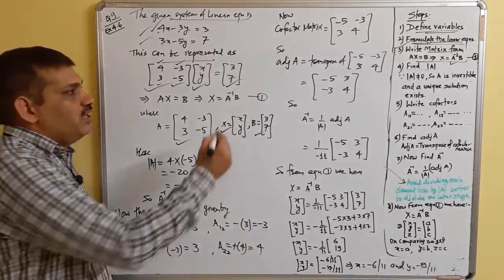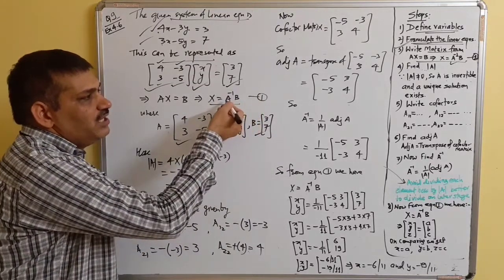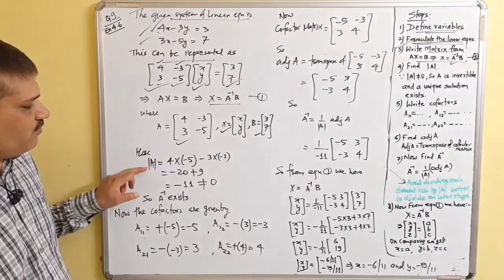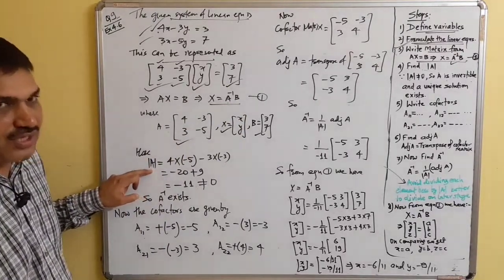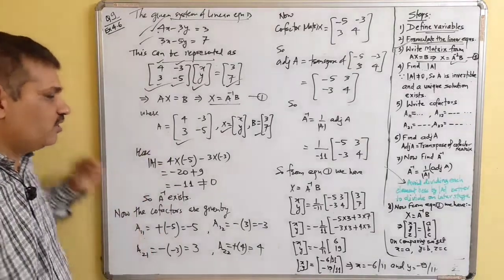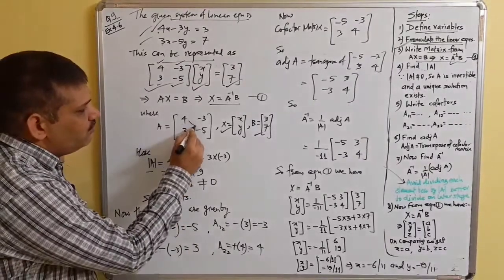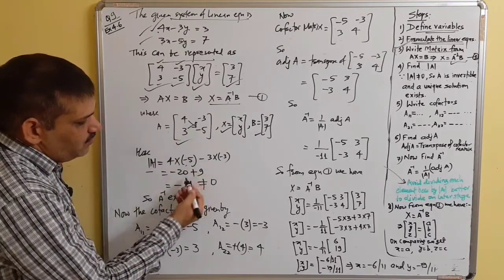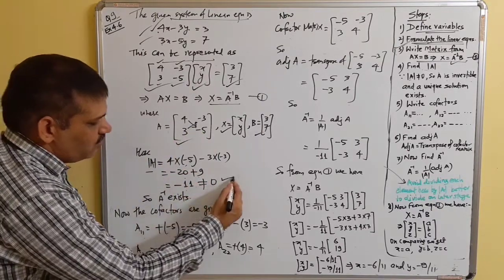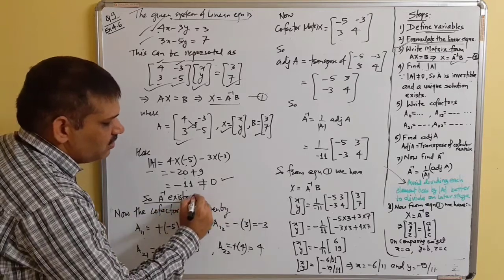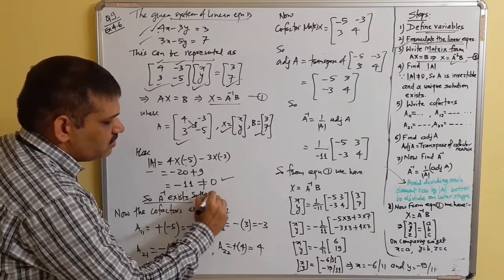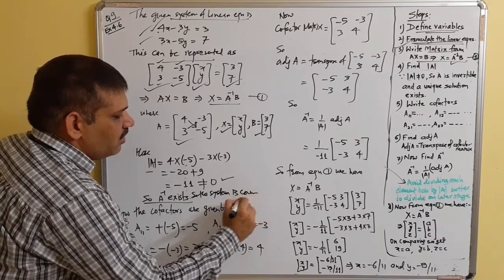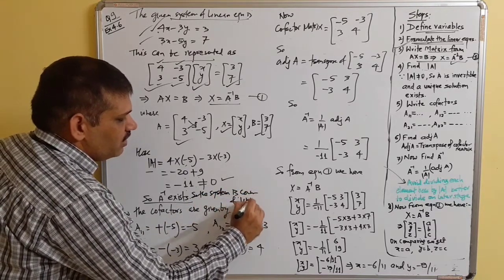Now X is equal to A inverse B, that is, we need 1 upon determinant A times adjoint A. So first of all, we find the determinant of A. If it is non-zero, then only we proceed. Here determinant A is equal to 4 into minus 5, which is minus 20, plus 9. Minus 20 plus 9 is minus 11, which is not equal to 0. So A inverse exists. So the system is consistent, and a unique solution exists.